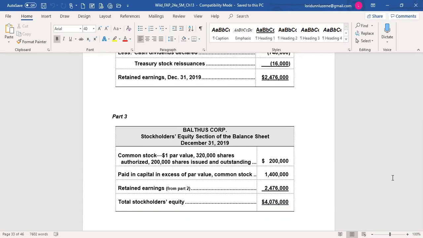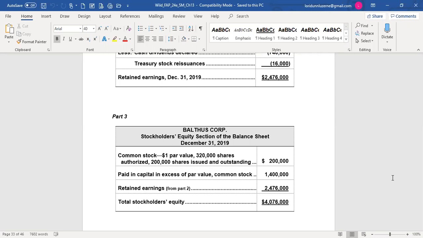The first, since we only have one stock, we're going to put common stock. First, put its par value. This company's par value is $1. How many shares are they authorized to sell? They tell us that up in the top in the green box. 320,000 shares are authorized. And at the end of the year, 200,000 shares are issued and outstanding. Paid in capital in excess of par value common stock, 1.4 million.